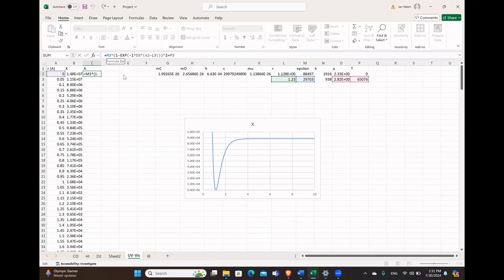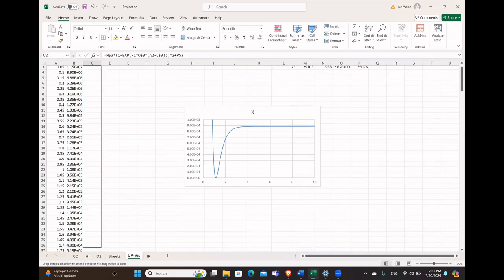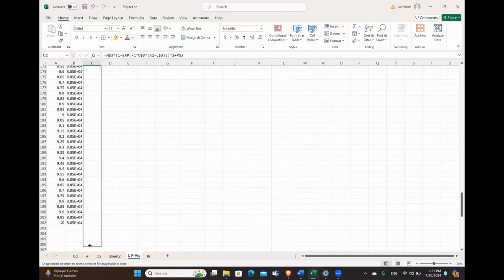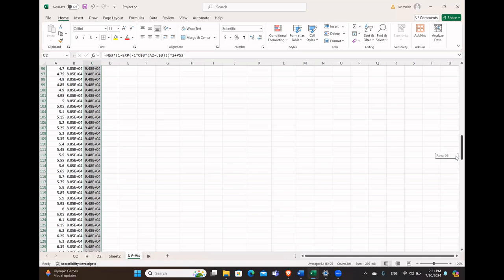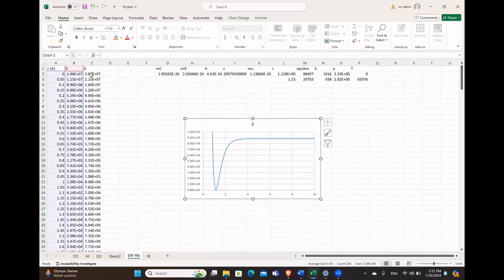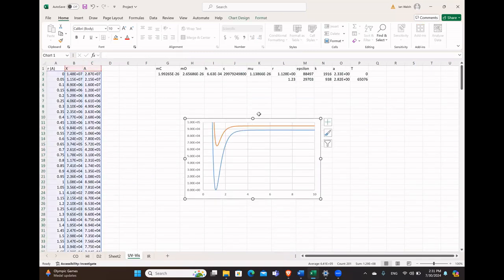We'll go back in, we'll put all the dollar signs in the appropriate places, which is everywhere except for A. And then we can drag this down and get our curve for the excited state. Let's bring the excited state into this data. There we go. So here we have our data, and we can see the difference between the ground state, the X state, and the excited state, the A state.